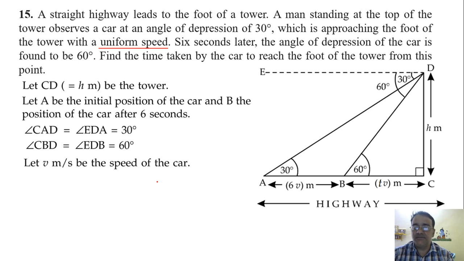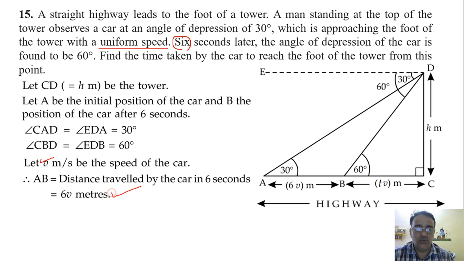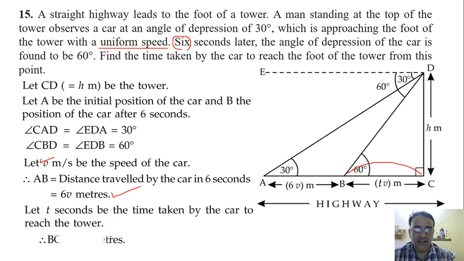Okay, so distance, we know that distance is equals to speed into time, and speed we took V meter per second and time is given 6. तो AB कितना हो जाएगा, 6 into V, this is 6V meters. Now let T seconds be the time taken by the car to reach point C, to reach the tower. So BC will be equals to again speed into time, that is TV or VT, right? So now what is the length AC? ये पूरा लेंथ कितना मिलेगा? 6V plus TV. Okay, very good.